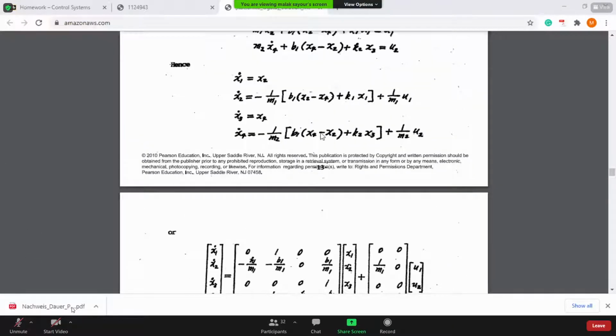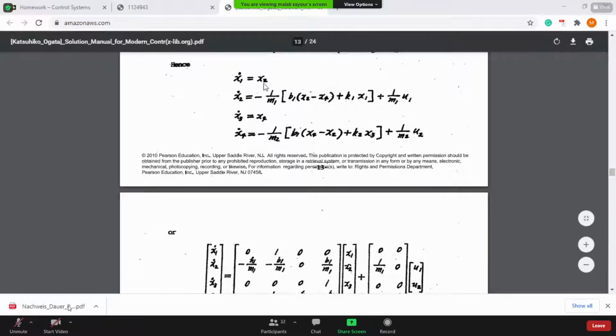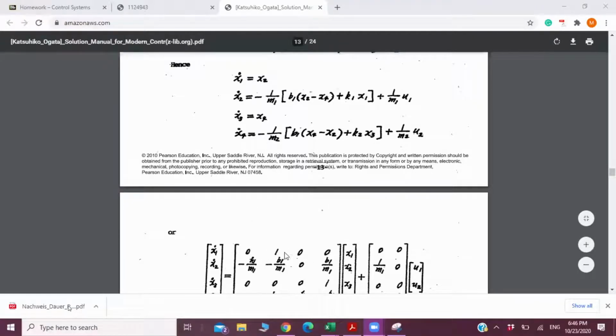So if you compare it, we had x1 prime is equal to x2. So that's x1 prime. Everything is 0 except the coefficient multiplying x2. Then we have x2 prime. And then the coefficient multiplying x3 is 0, just as we said. The one multiplying x1, for example, is minus k1 over m1. That's it. K2 is minus b1 over m1. So it's just the same.